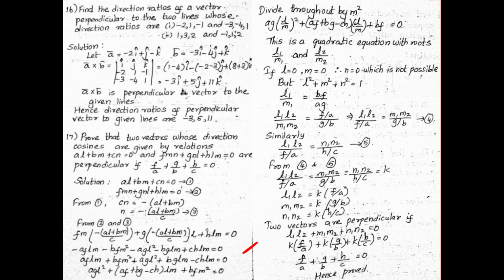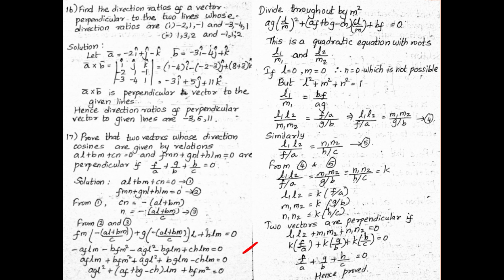Therefore, AFLM plus BFm square plus AGL square plus BGLM minus CHLM is equal to 0. Therefore, AGL square plus (AF plus BG minus CH) into LM plus BFm square is equal to 0.